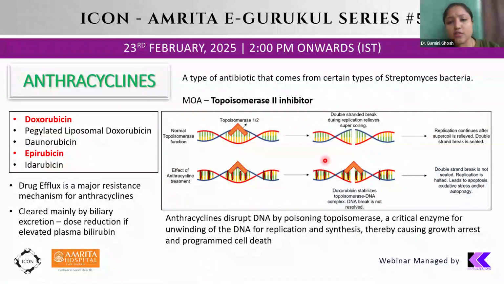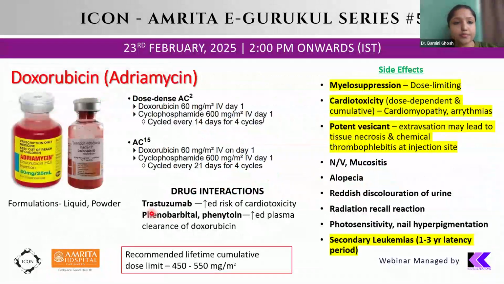Topoisomerase 1 also has functions similar to topoisomerase 2. The only difference being that topoisomerase 2 cuts and religates double strands of DNA, while topoisomerase 1 cuts and religates single strands of DNA. So here these anthracyclines are topoisomerase 2 inhibitors. Their major mechanism of resistance is drug efflux, and these drugs are mainly cleared by biliary excretion. Hence, if bilirubin is elevated, dose reduction is necessary.